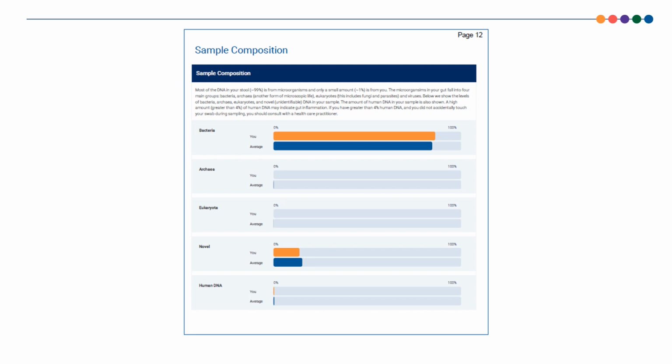If there is greater than 4% human DNA, this could indicate gut inflammation, and further testing may be warranted. Inflammatory markers on the GIFX can help to identify if there is inflammation. Human DNA can also come from accidentally touching the swab during collection.